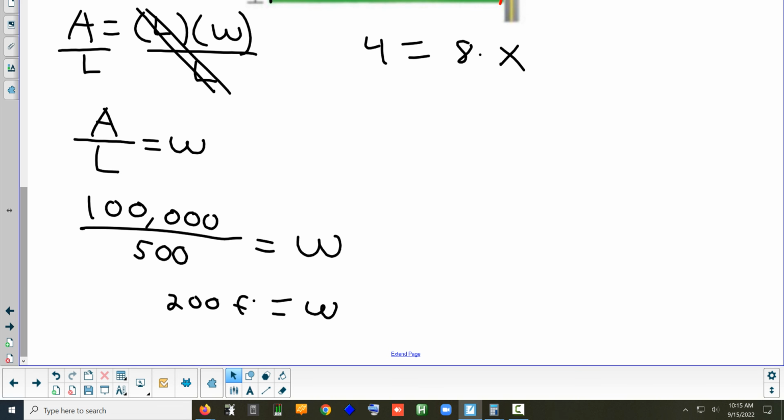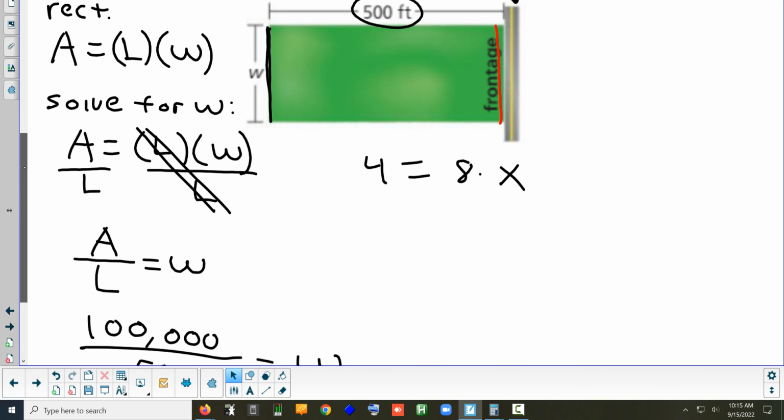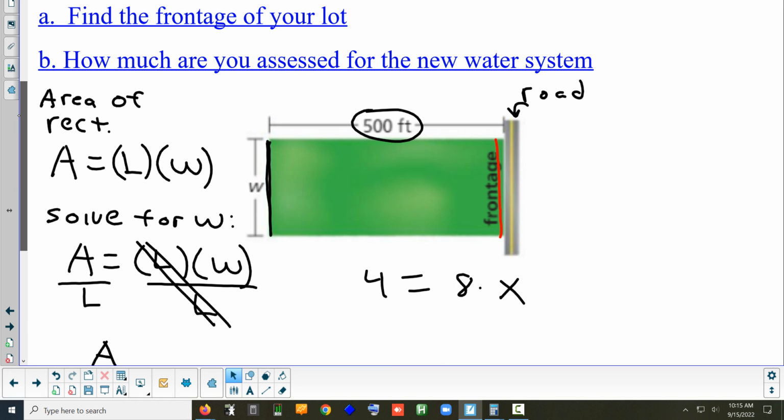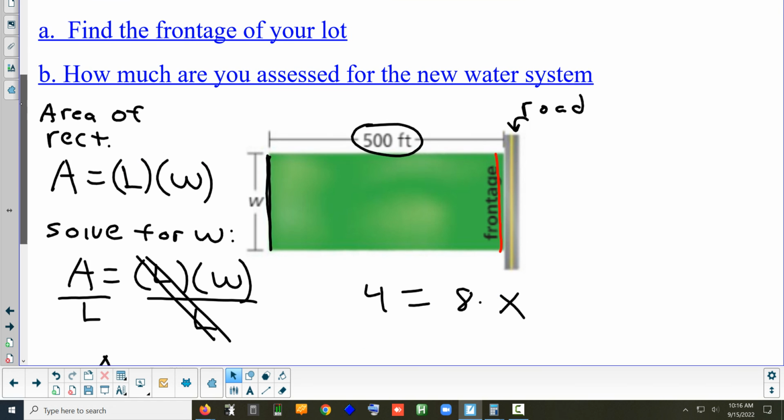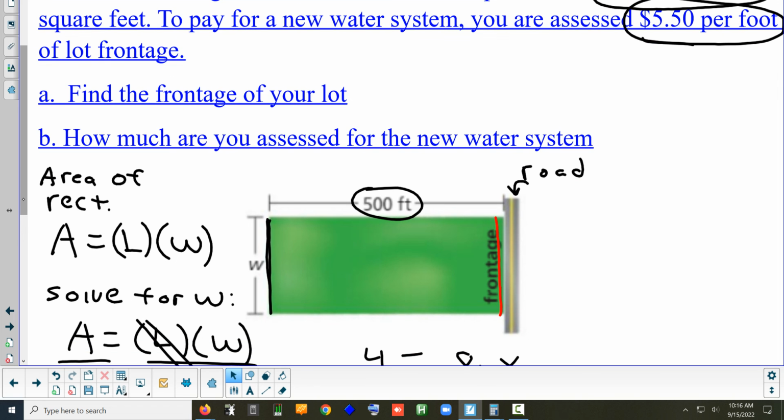Okay. So now we know the width. It's 200 feet wide, my property, and 500 feet long. Now part B says, how much am I going to have to pay for the new water system? It costs $5.50 for every foot of pipe they have to replace. And the pipe goes all the way along underground in my front yard.